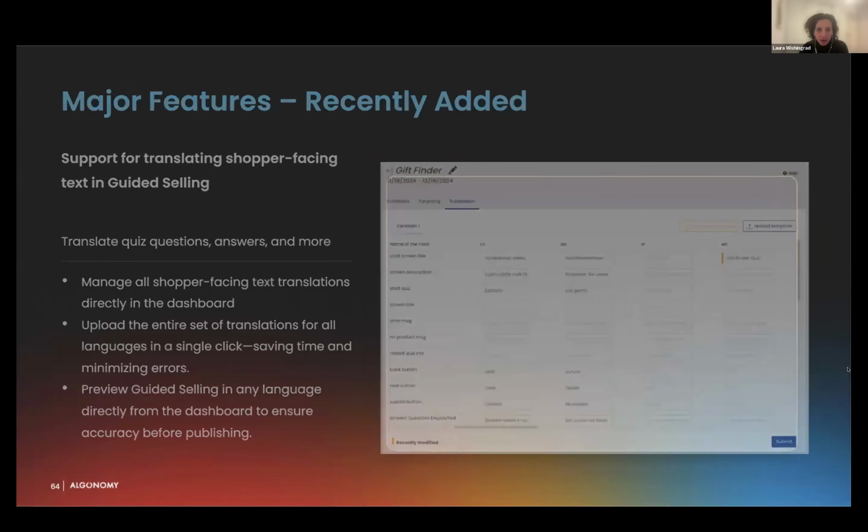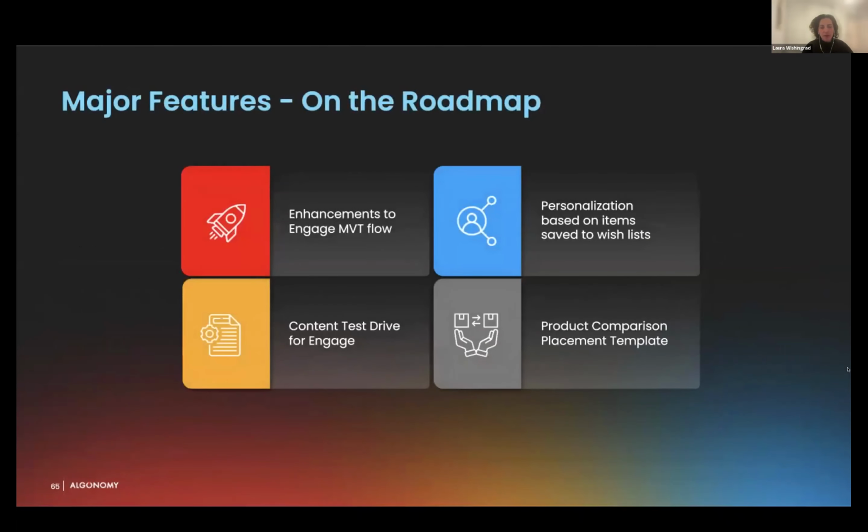I'll just wrap up with covering what we have coming up on the roadmap in the next 6 months. On the Engage side, we're making enhancements to the MVT flow. So hopefully that'll enable you to set up tests when you're working with content, test different campaigns against each other. Also on the Engage side, we are going to have a content test drive, similar to the Rex test drive. This will enable you to preview your content placements.